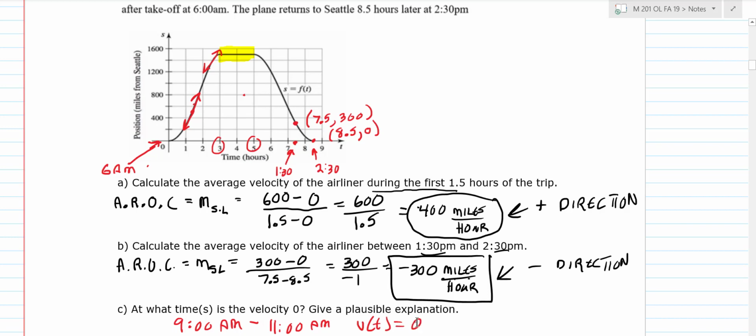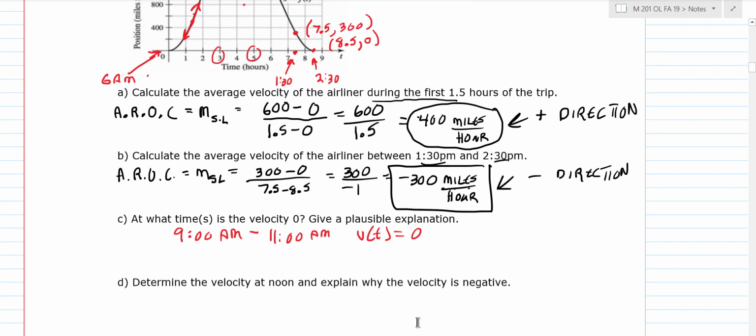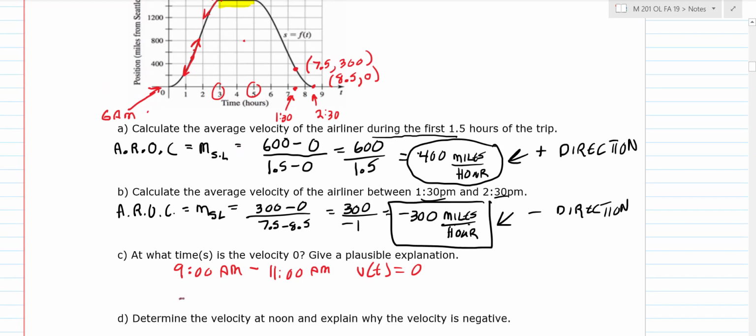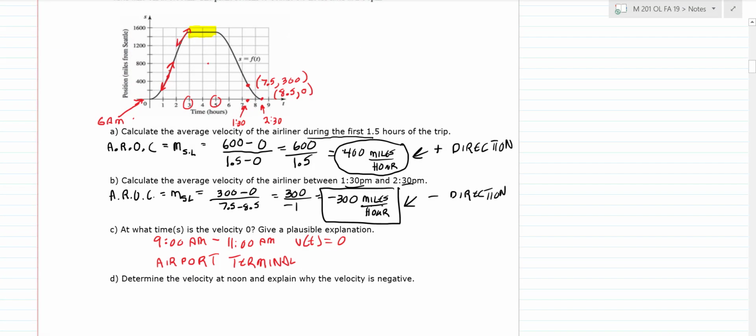What does that mean? Well, it means the plane landed, number one. So it's at the airport terminal, and I guess it's waiting for its return flight. It's at the airport terminal at rest. That's what that means. I like this problem because it's easy to picture in your head, and to see how you can graphically represent change in position over change in time.